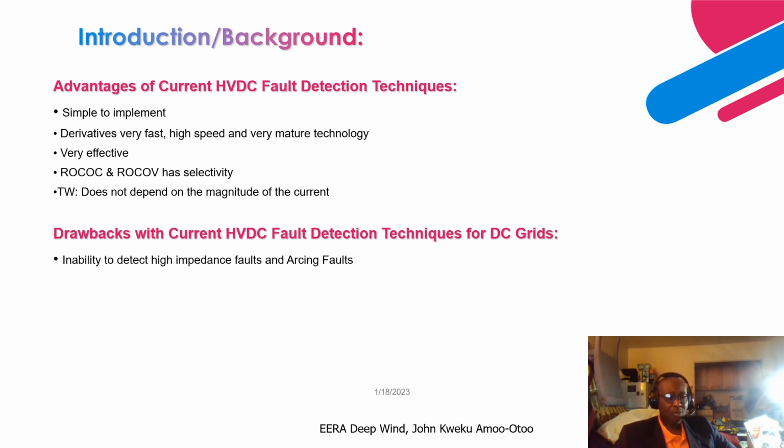Now let's talk about the drawbacks of the current HVDC fault detection techniques. They lack the ability to detect high impedance faults and arcing faults. And as you know, even in AC networks we have arcing faults, and similarly in DC networks we have high impedance and arcing faults. These schemes lack the ability to detect high impedance faults. As such, it makes them not reliable.